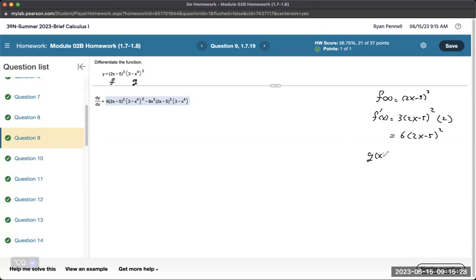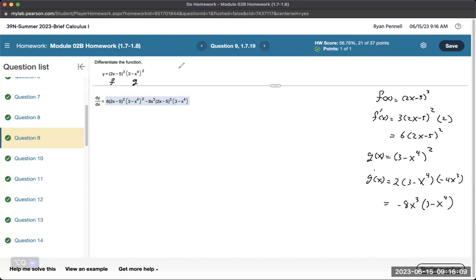All right, what's g of x? 3 minus x to the fourth squared. g prime of x, 2, 3 minus x to the fourth. And then the derivative of the inside is negative 4x cubed. Let's bring it together. Negative 8, 3 minus x to the fourth. Oops, I forgot the term. Let's go back. Negative 4x cubed. There you go. 3 minus x to the fourth. There we have it. There are pieces.